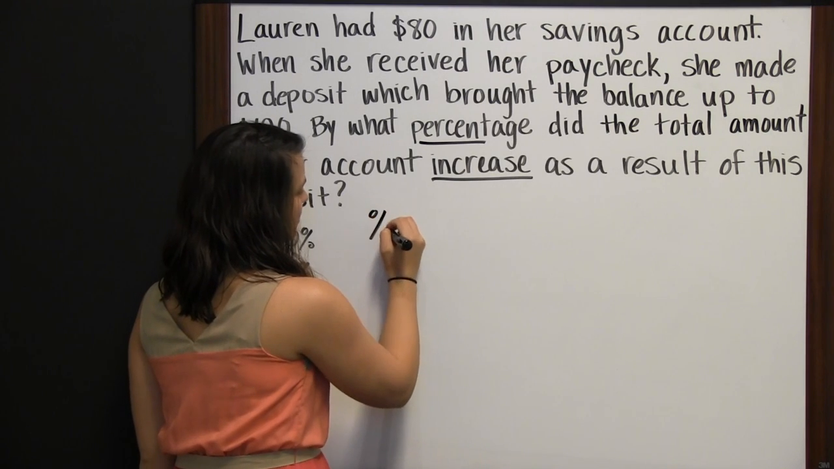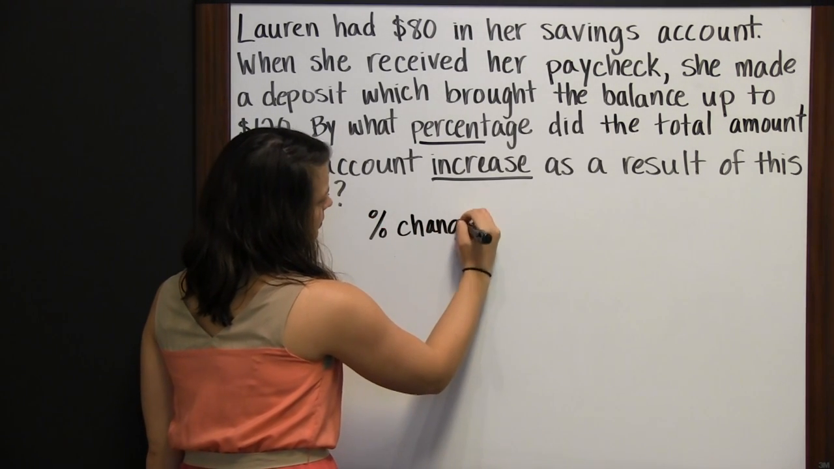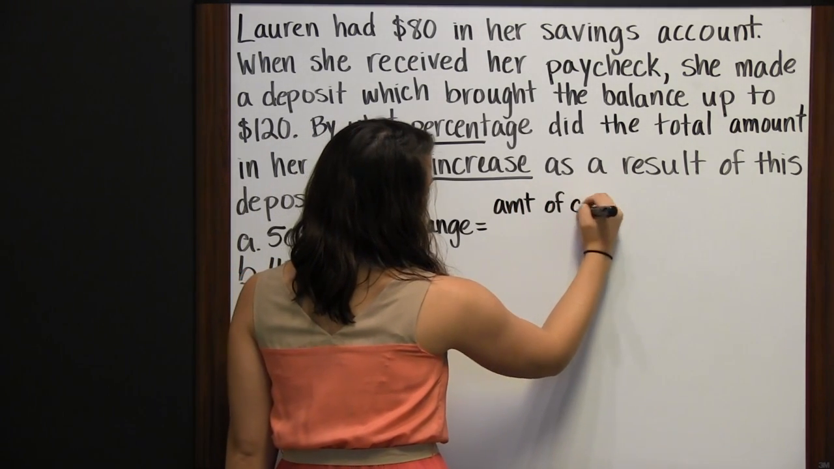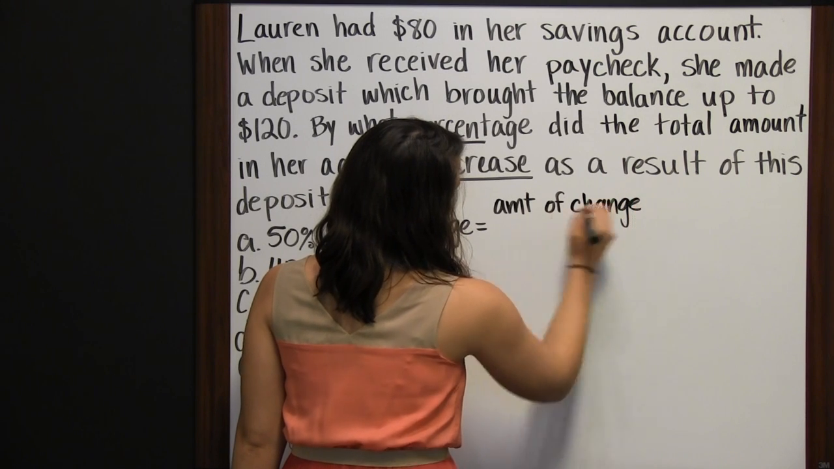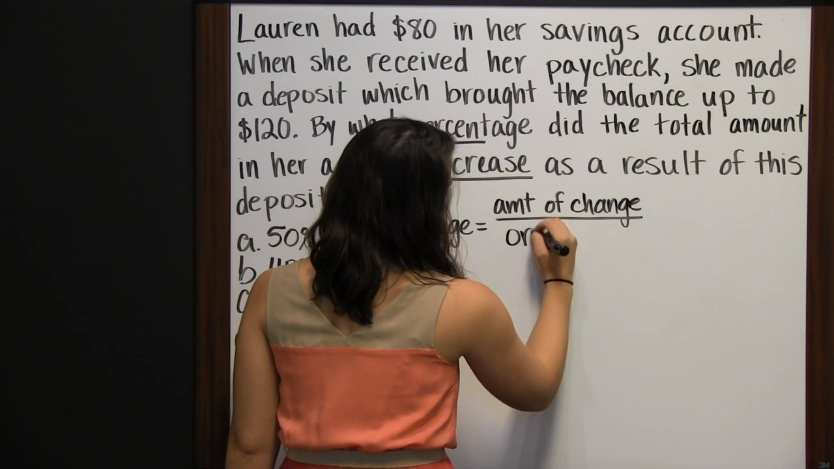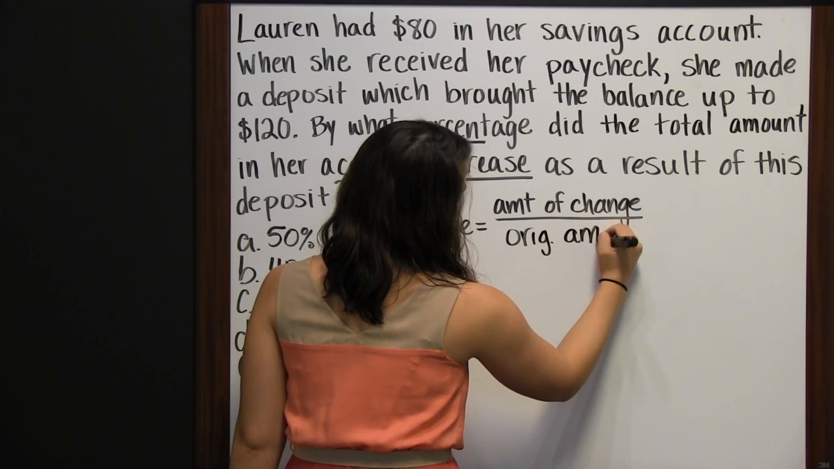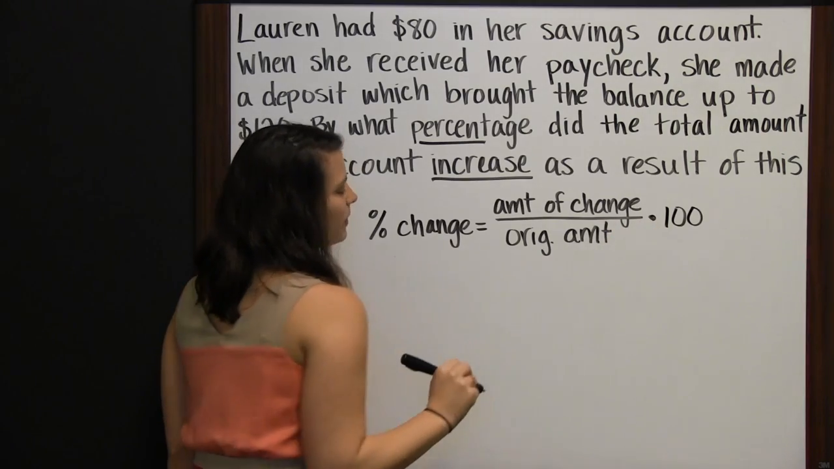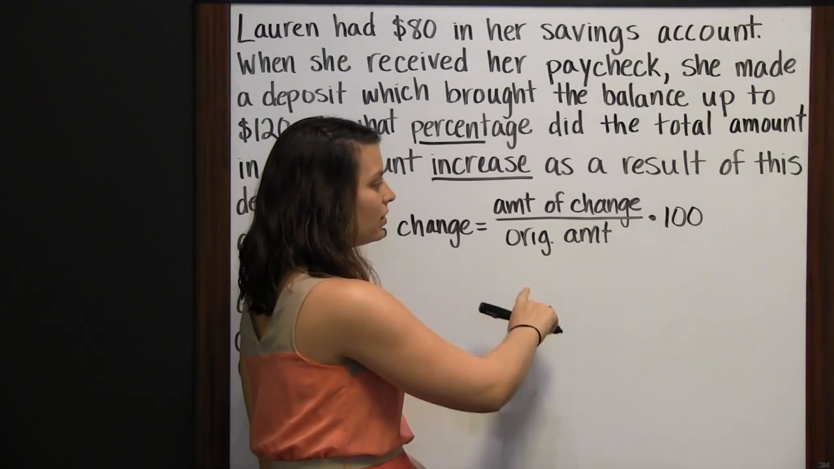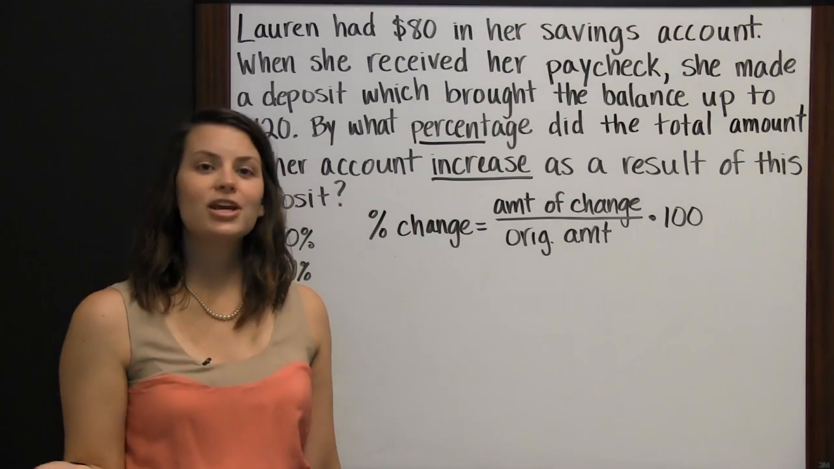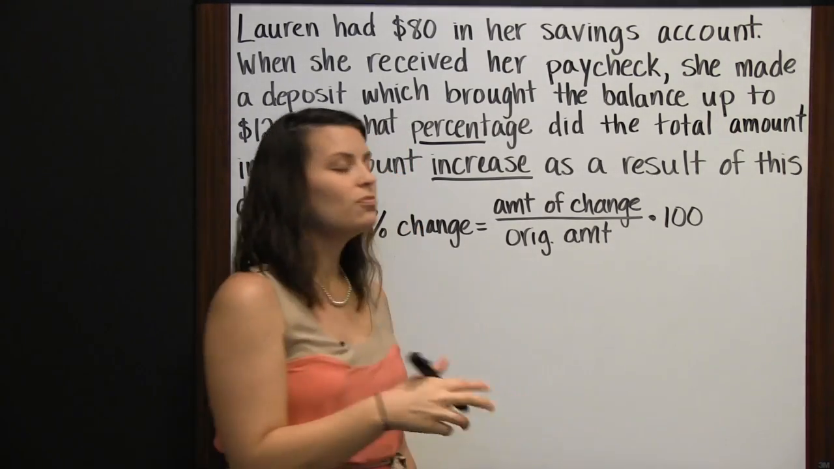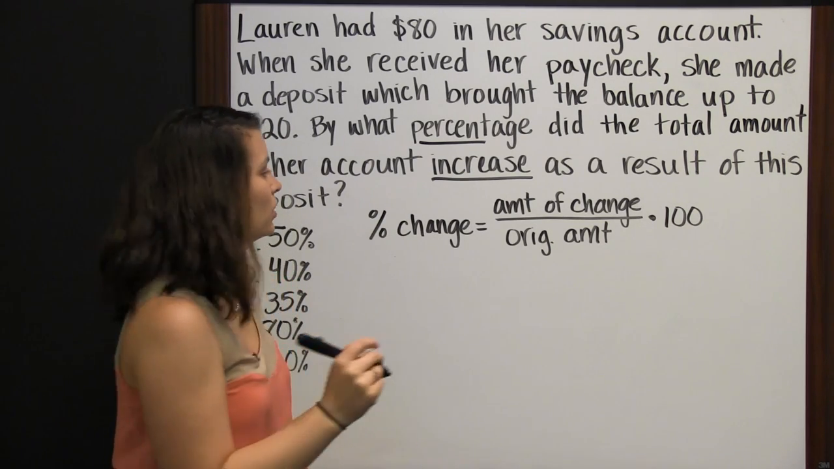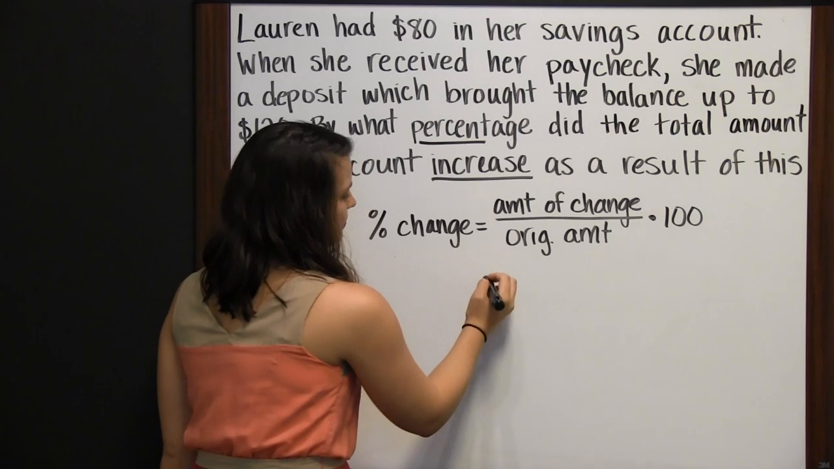The formula to find a percent of change is to find the amount of change, divide that by the original amount, and then multiply that amount by 100. And the reason you multiply by 100 is because when you divide, you'll get a decimal answer, and to change a decimal to a percent, you multiply by 100. Or simply move the decimal 2 places to the right. So first we need to find our amount of change.